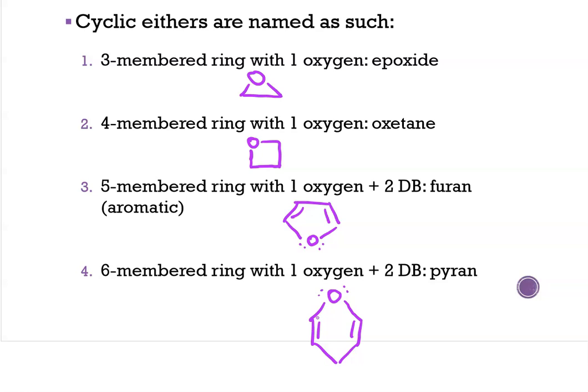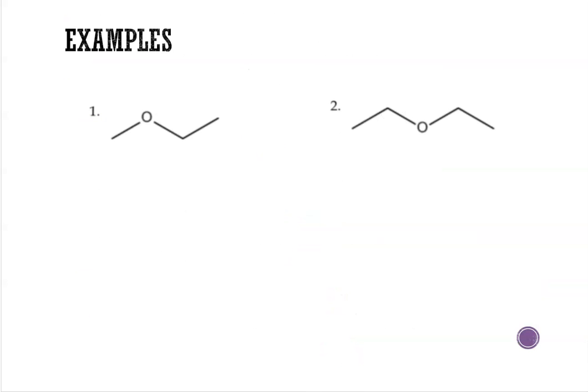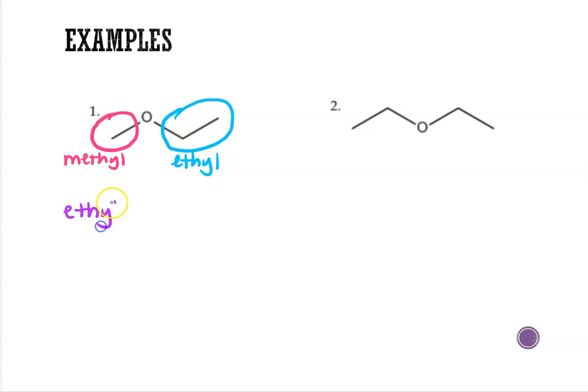All right, so let's name some things. Whenever we're naming, we really just name what's attached. Here I have a methyl group, and then here I have attached an ethyl group. I put them in alphabetical order, so this would just be ethyl methyl ether. These are fun sounding names. Ethyl methyl is one word, and then the ether is the second word.